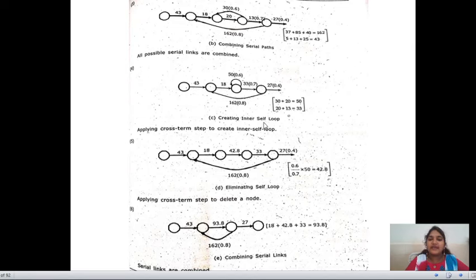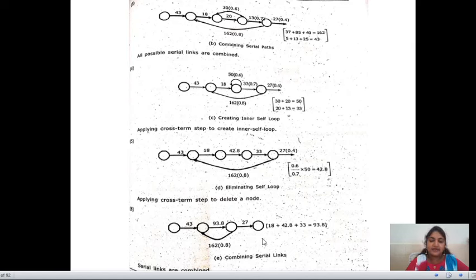So here we are creating an inner self loop. See here, this is the self loop. So 30 plus 20 is nothing but a parallel link. So 50 into 0.6. So that is defined as a loop. This creates the self loop. So self loop means 0.6 by 0.7 into 50 is equal to 42.8. So the self loop is defined as 0.6 by 0.7 into 50, so 42.8. So this is eliminating the self loop. We'll get this type of microsecond mean processing.